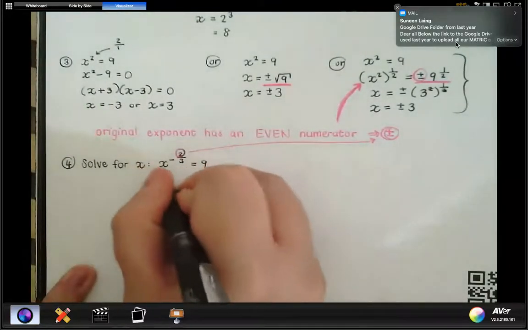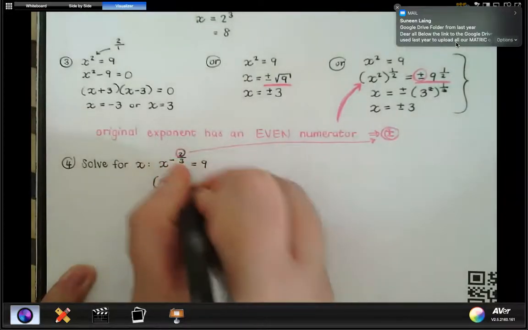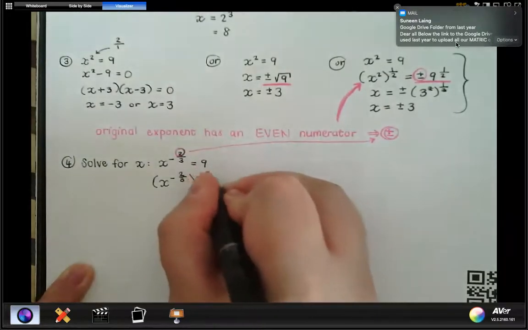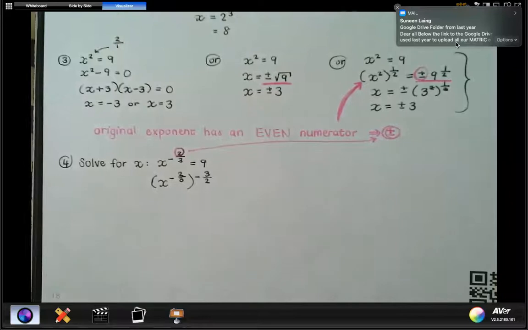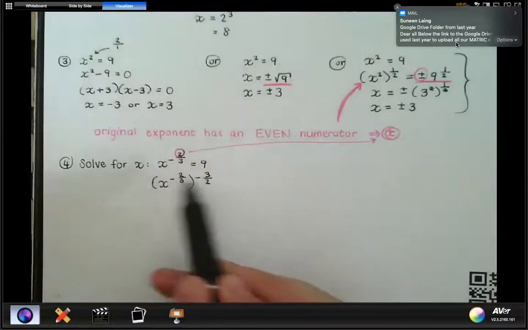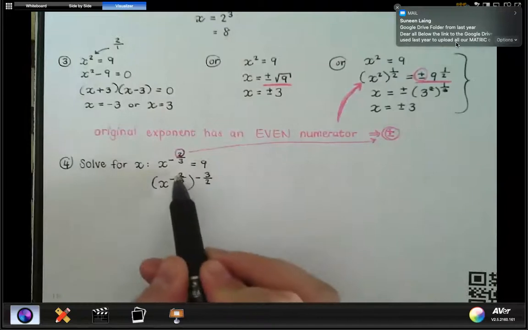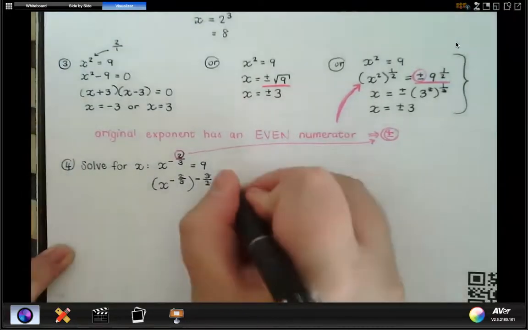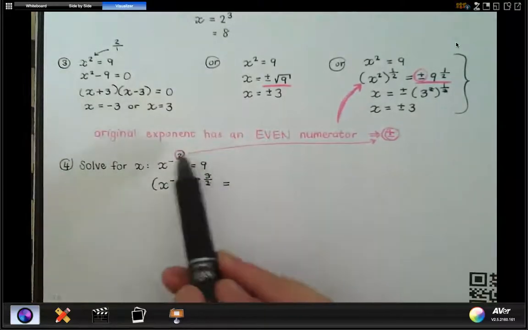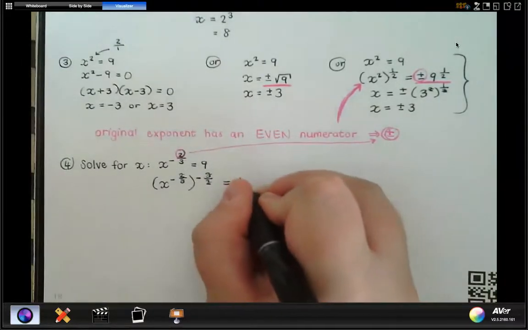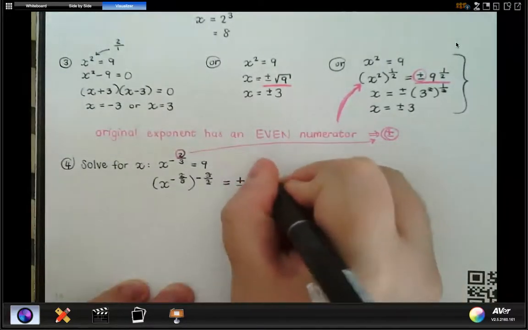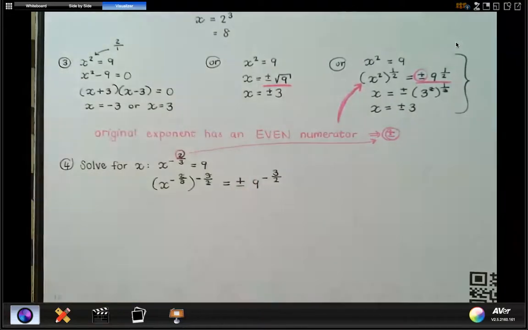So we're going to have to say x to the power of negative 2 over 3. Now I must raise that to a negative 3 over 2. Because remember, we're wanting x to the 1. A negative times a negative will give us a positive. 2 and 2 will cancel out. 3 and 3 will cancel out. So there I'm going to get my positive 1. All right. So we're going to get on this side. Now we also need to remember, because we had an even numerator, as soon as you're raising both sides to that exponent, you have to plus minus 9 to the negative 3 over 2.